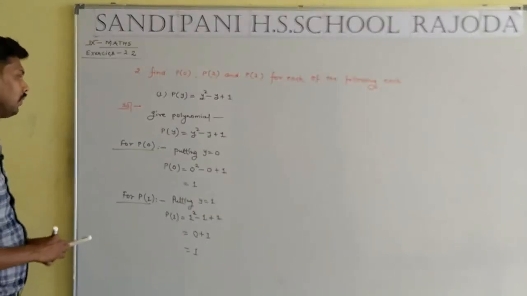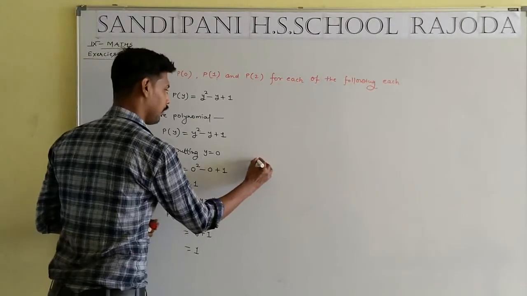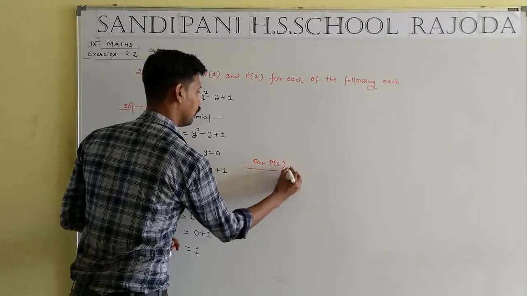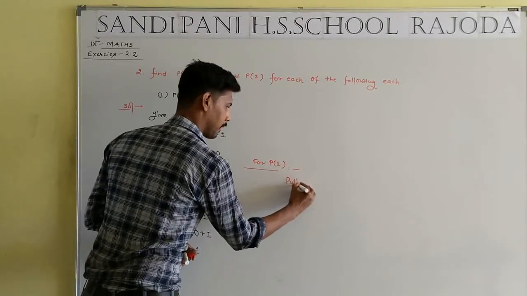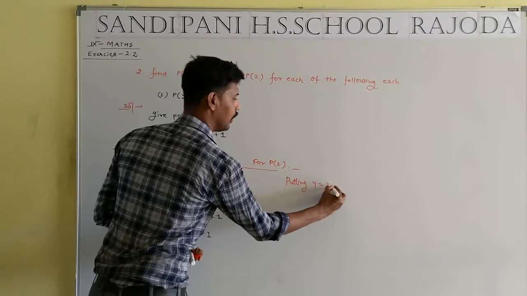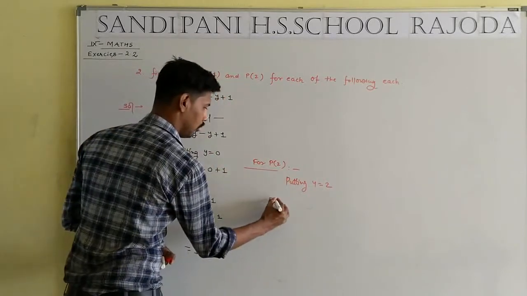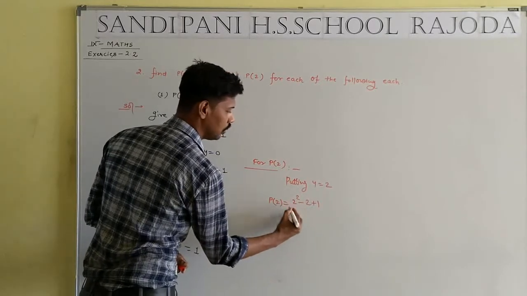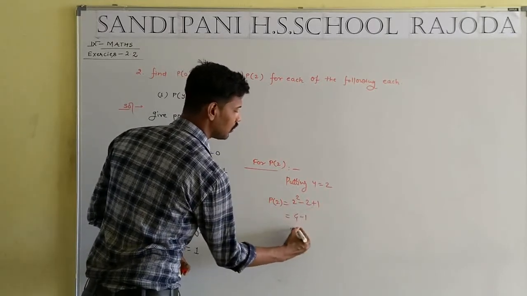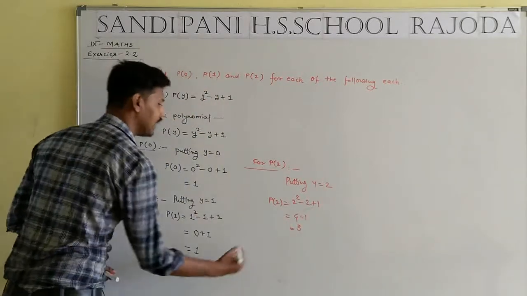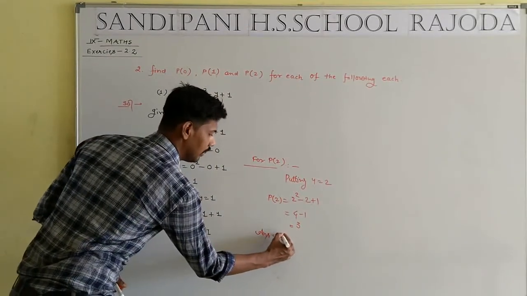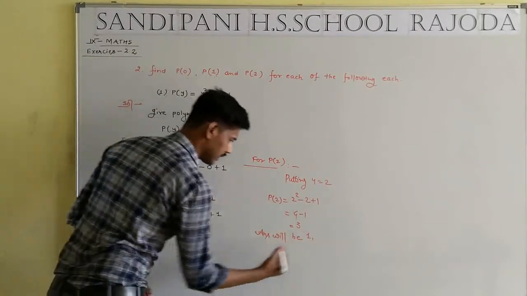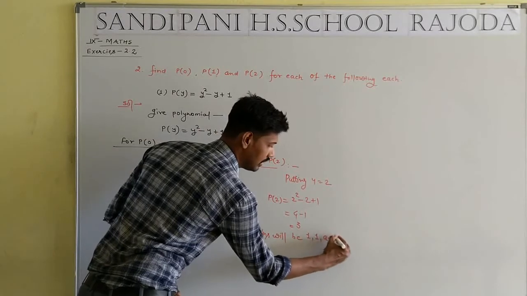is 1. Now next one is for P(2), putting y equal to 2. P(2) will be equal to 2 square minus 2 plus 1. 2 twos are 4, minus 2, plus 1. 4 minus 2 plus 1 equals 3. So the first answer is 1, the second answer is also 1, and the third answer is 3.